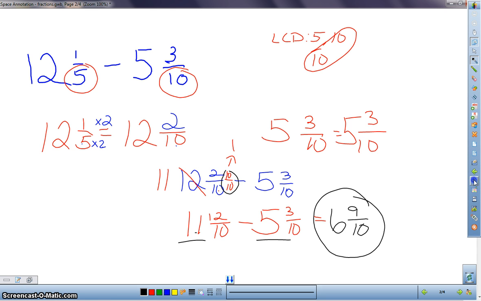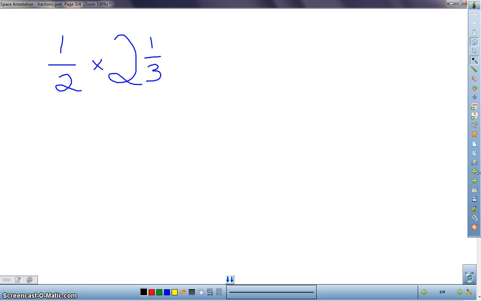All right, moving on to multiplication. When we multiply fractions, we do not have to worry about a common denominator, which is great. When I have normal fractions to multiply, you can just multiply across, numerators by numerators, denominators by denominators. In this case, I have a mixed number here. So I have to first change this to an improper fraction. So I have 3 times 2, which is 6. And then I add 1 onto the 6. So 2 and 1/3 is the same thing as 7/3.